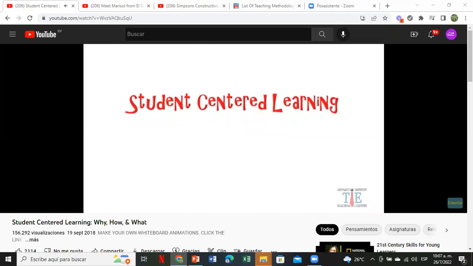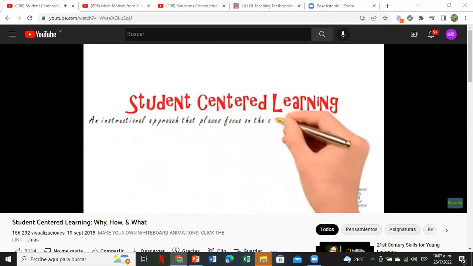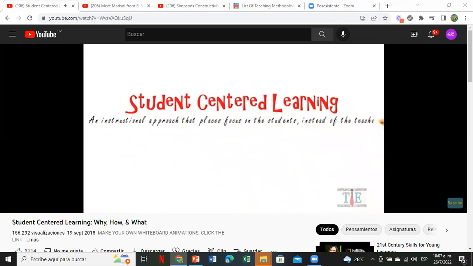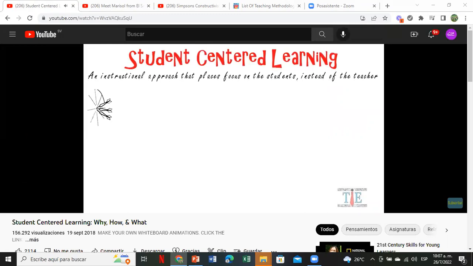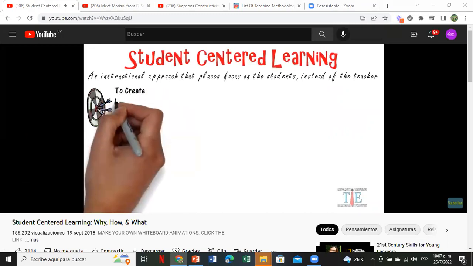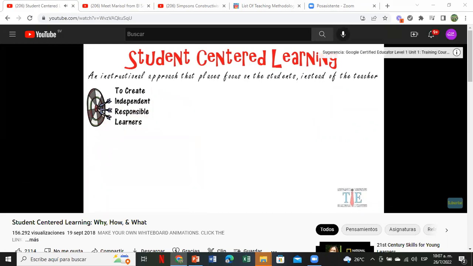Student-Centered Learning. This is an instructional approach that places the focus on the students instead of the teacher. So let's begin with the overall goal of student-centered learning. Its mission is to create both independent and responsible learners for the future.